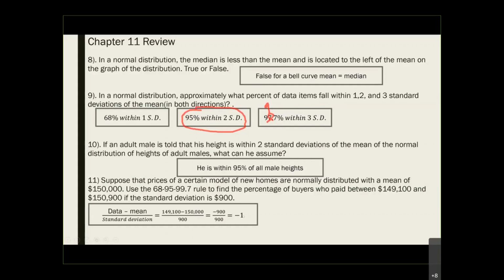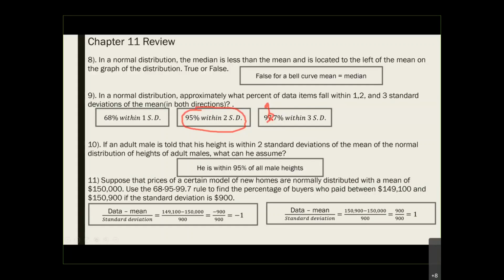And again, we have to find the other z-score. I need to convert this other item to a z-score, which is 150,900 minus the mean, 150,000. If you subtract that, you have 900, and 900 divided by 900 will give you 1.